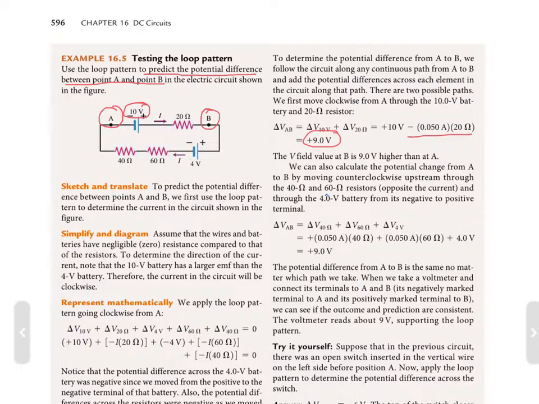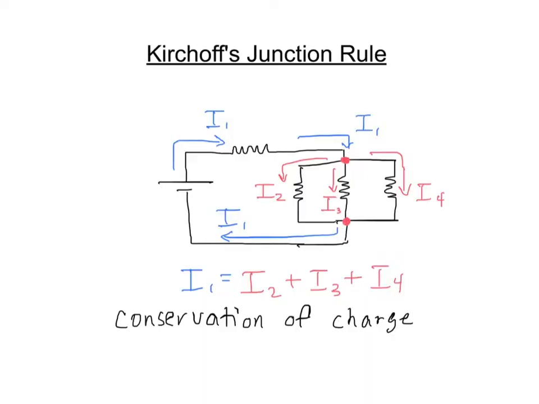The junction rule, Kirchhoff's junction rule, is based on conservation of energy. Let's look at that on the next slide. The junction rule simply says that all of the current going into a junction, and I've highlighted the junction here at this point right here, has to equal the current going out. So the current coming into that junction is I1. Current going out is I2 plus I3 plus I4.